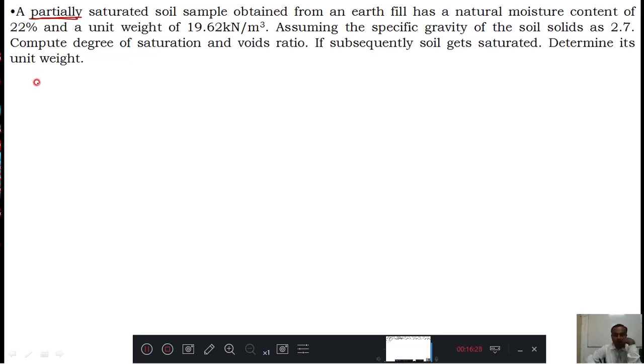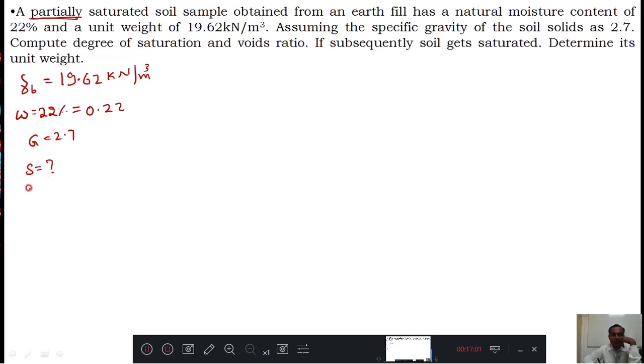Partially saturated soil means it is a bulk soil. Bulk soil has a water content of 22%, means it is 0.22. Then gamma B is given as 19.62 kilonewton per meter cube. Assume the specific gravity given, G equal to 2.7. Compute degree of saturation and void ratio. They are asking S and they are asking e. Subsequently this part we will see later.